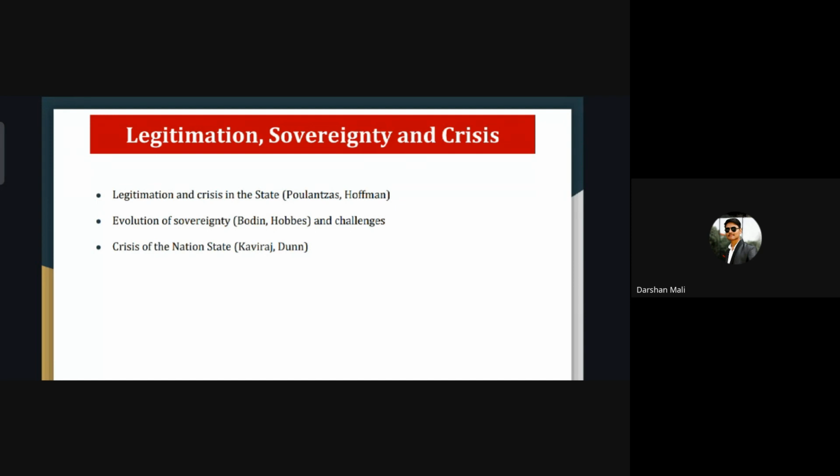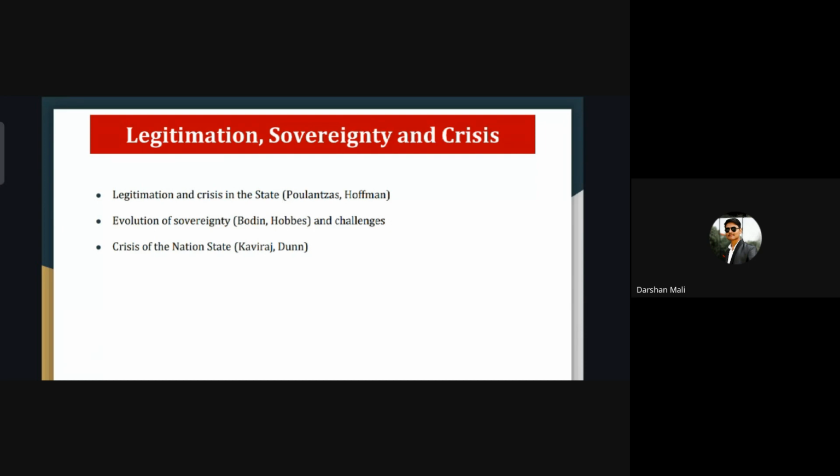So when any state is established or formed, first we have to keep in mind that there are four elements of state. First one is, of course, population. Second, geographical boundary. Third, government. And fourth is sovereignty. Okay, these are the four elements without which you cannot have the state.